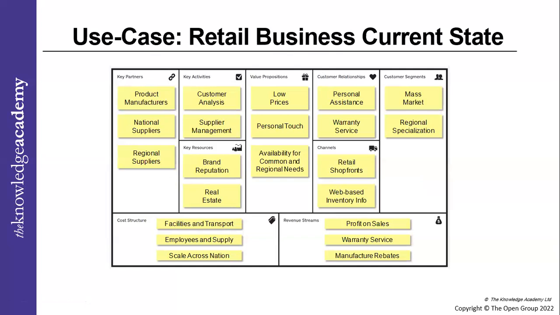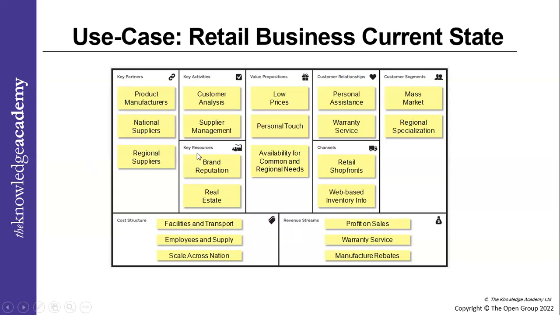Customer analysis. Supply management. Brand reputation. Real estate. Look. Value proposition. For example, have a look at this one. Key resources. The customer has come to you, they're looking for a change, for digitalization. Let's have a look at one of them.